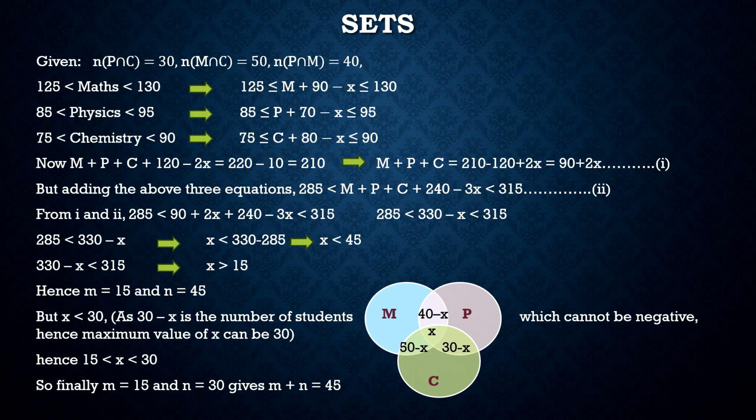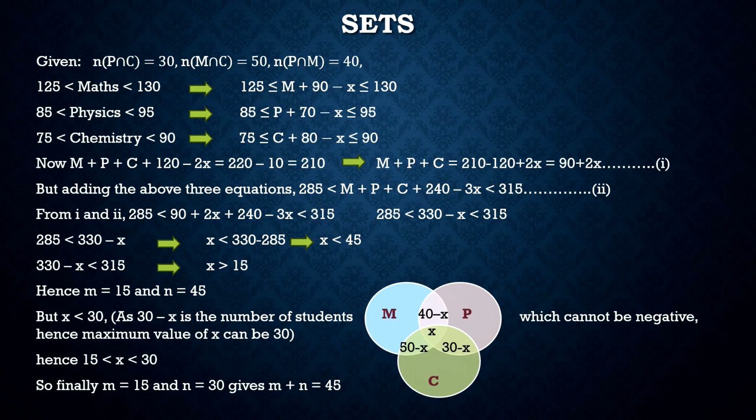So what is given to us? P intersection C number of elements is 30. For M intersection C it is 50. And for P intersection M it is 40. This is given. Also for maths, the limits are given. It lies between 125 and 130. Similarly, physics and chemistry.